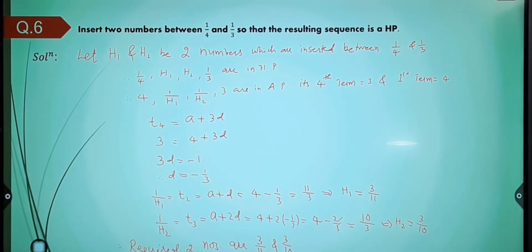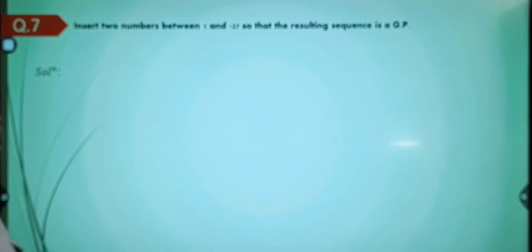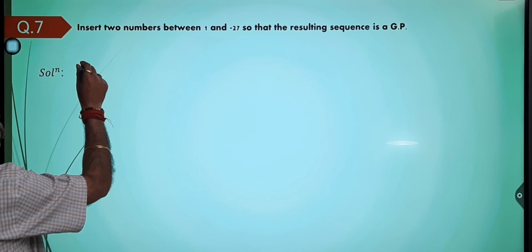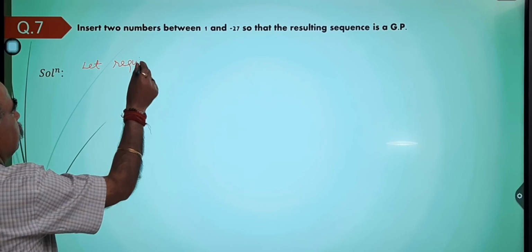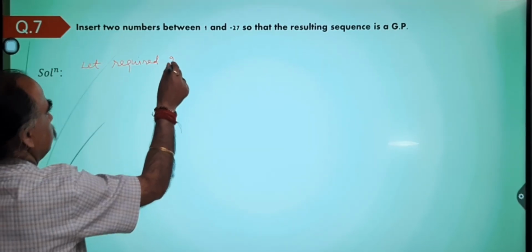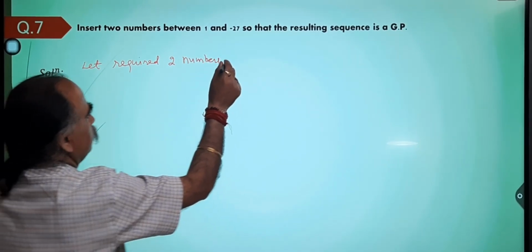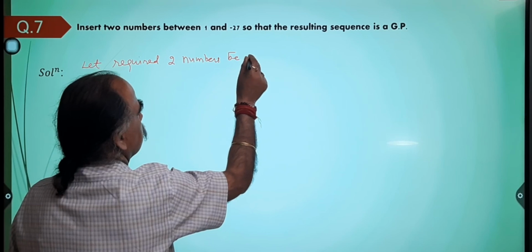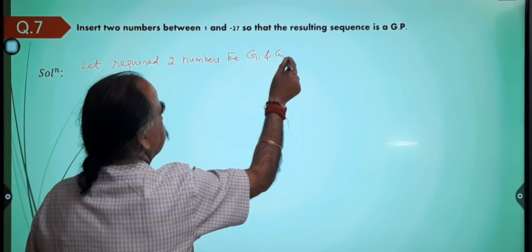See the next problem. Insert two numbers between 1 and minus 27 so that the resulting sequence is a GP. Let the required two numbers be G1 and G2.